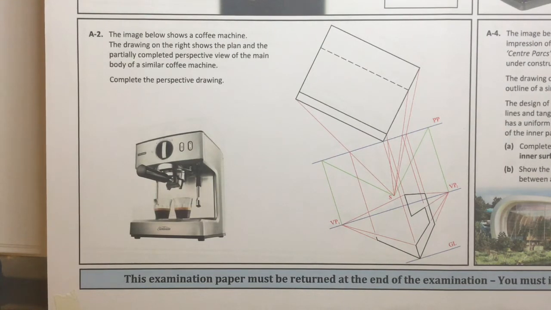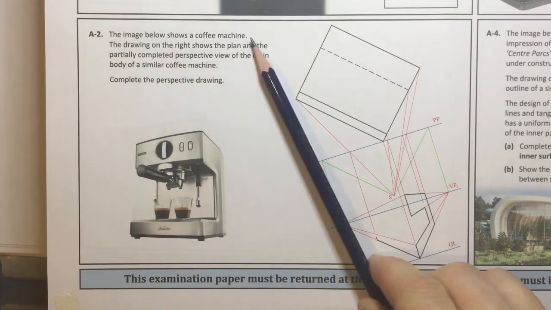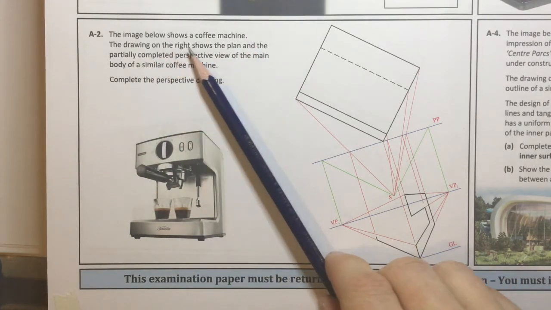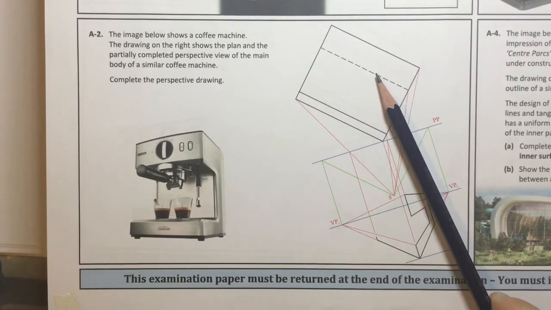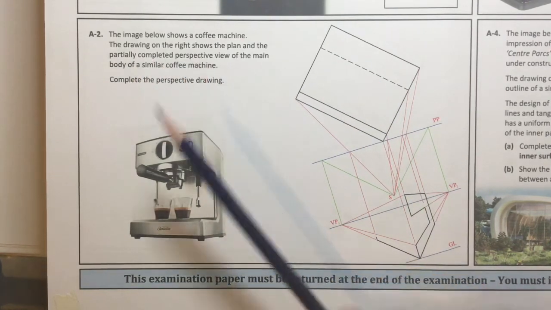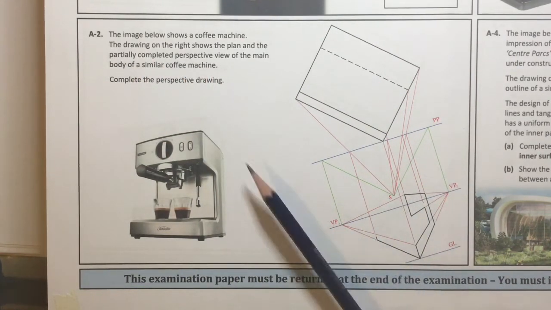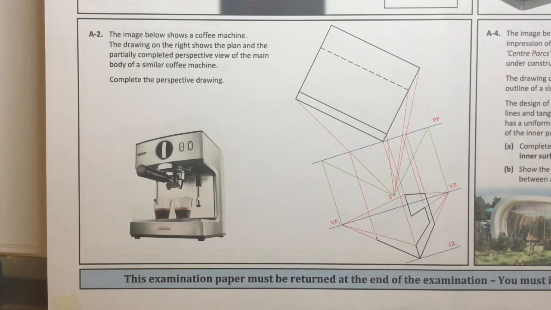So this question is from the 2019 Leaving Cert Ordinary Level exam paper, and it's section A, question 2. It's a perspective question, so let's have a look at the actual question. The image below shows a coffee machine. The drawing on the right shows a plan, which is this here, and the partially completed perspective view, which is this here, of the main body of a similar coffee machine.